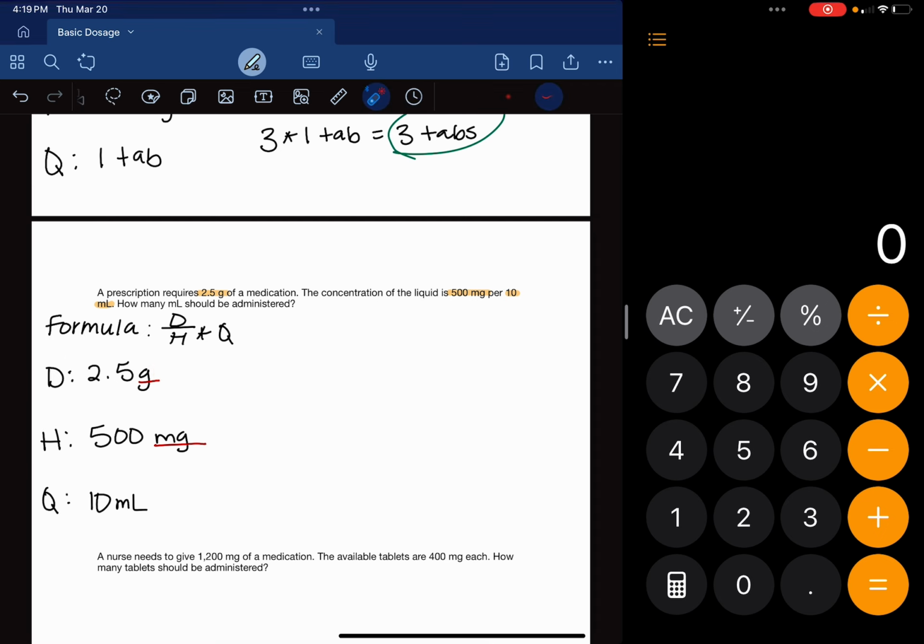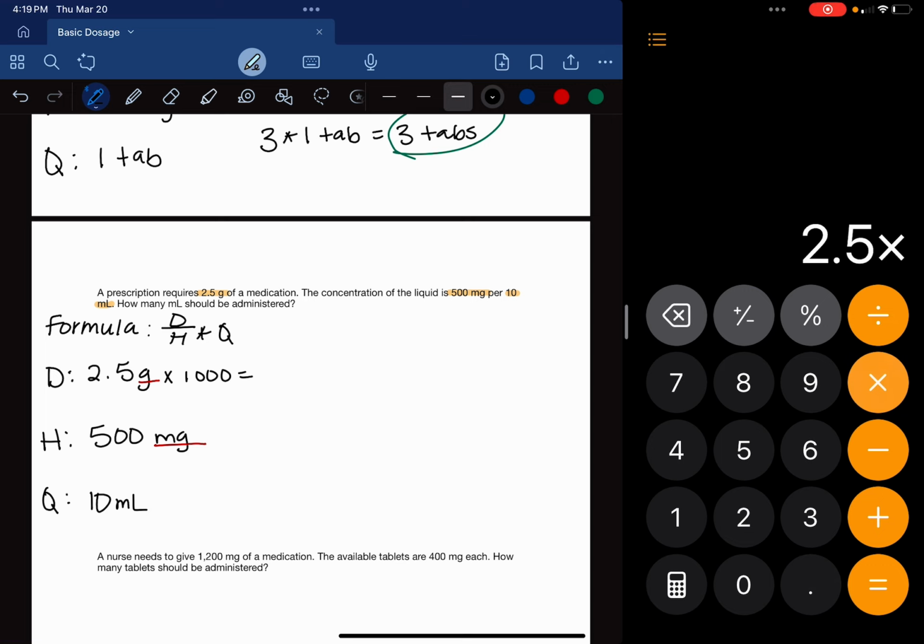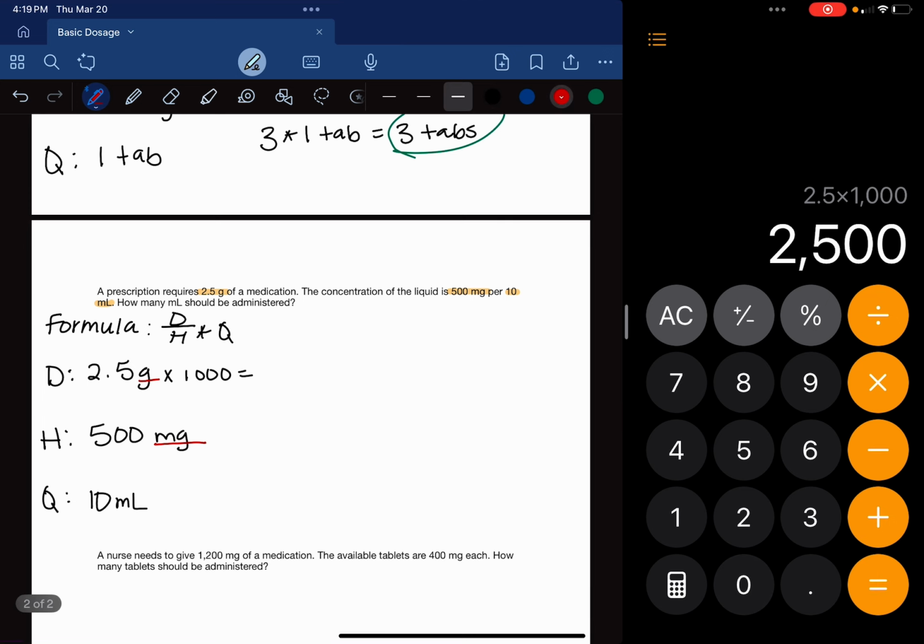So, again, we know that every gram is equal to 1,000 milligrams, right? So, all we do is multiply the grams by 1,000. 2.5 times 1,000 equals 2,500. So now we have 2,500 milligrams.